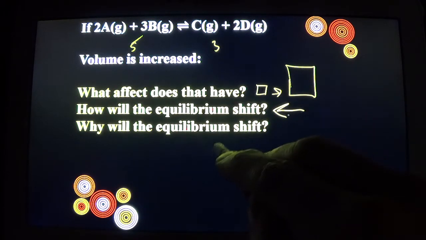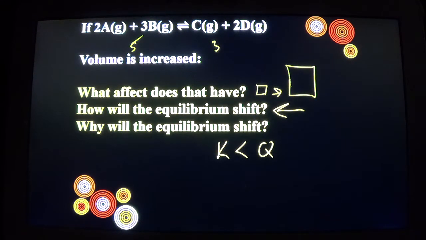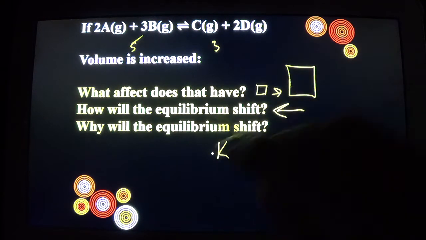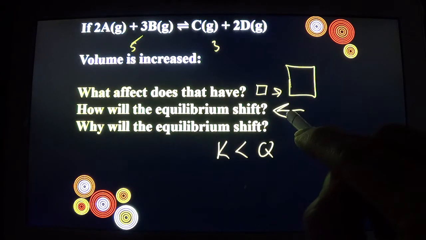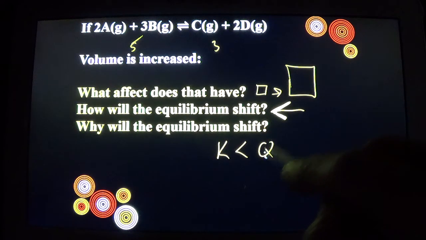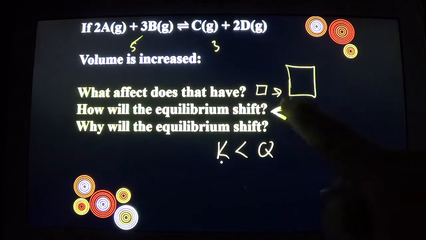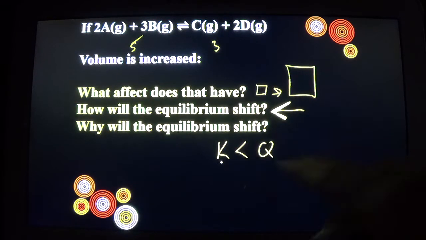Why will it shift? Because Q was greater than K. How did I know Q was greater than K? Because of the doodle I did earlier, or I'm like, oh, my arrow goes this way. Check out that sign. My K, if I always write it on the left, and my Q, if I always write it on the right, has got to match. Okay. That's a little tip to help you remember these.